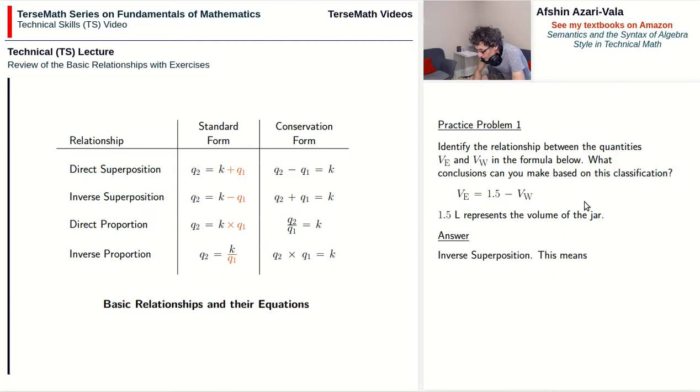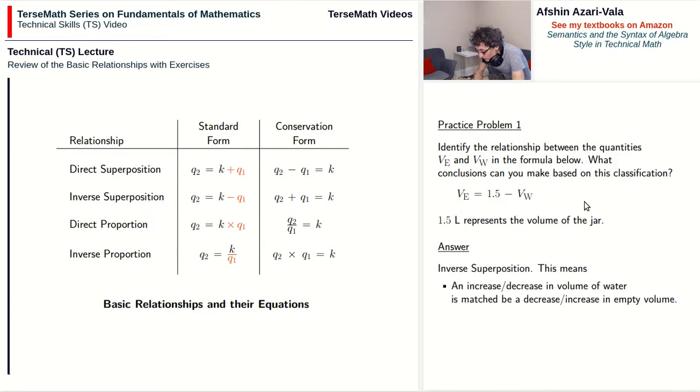What this means is that an increase or decrease in the volume of the water in the jar is matched by a decrease or increase in the empty volume. So if I put, let's say, half a liter more of water into the jar, then the empty volume goes down by half a liter. And that the sum of the volume of the water and the empty volume is the volume of the jar, which is 1.5 liters. That conclusion comes from the conservation form. The sum of the 2 quantities is constant. And in this case, the sum of VE and VW will be fixed, 1.5.